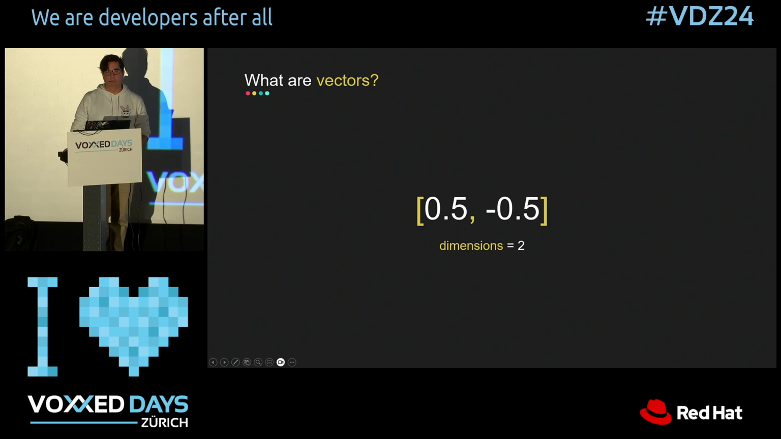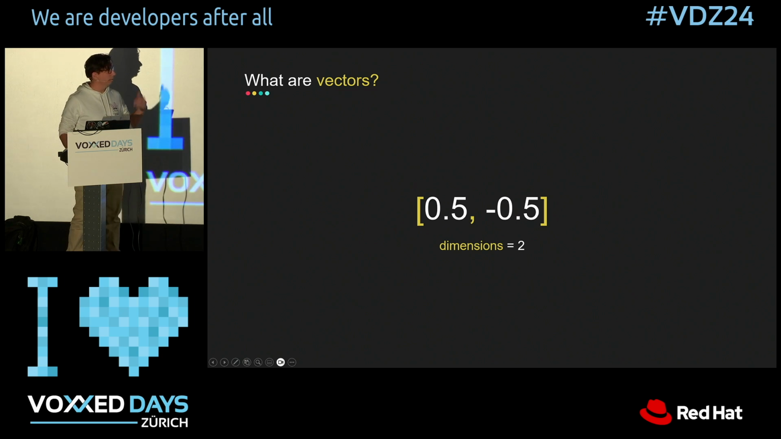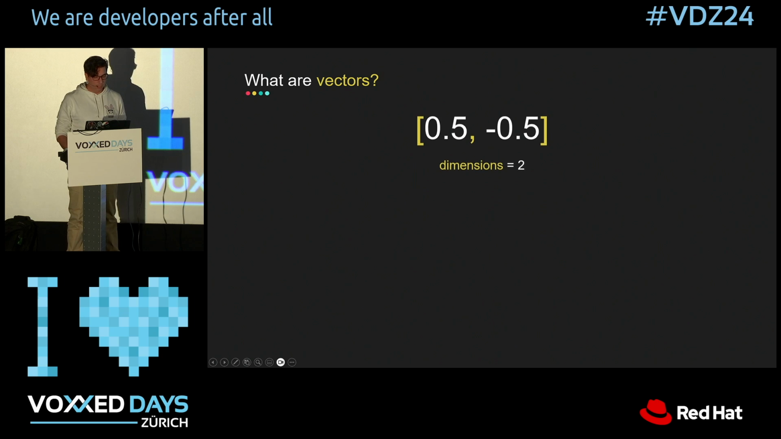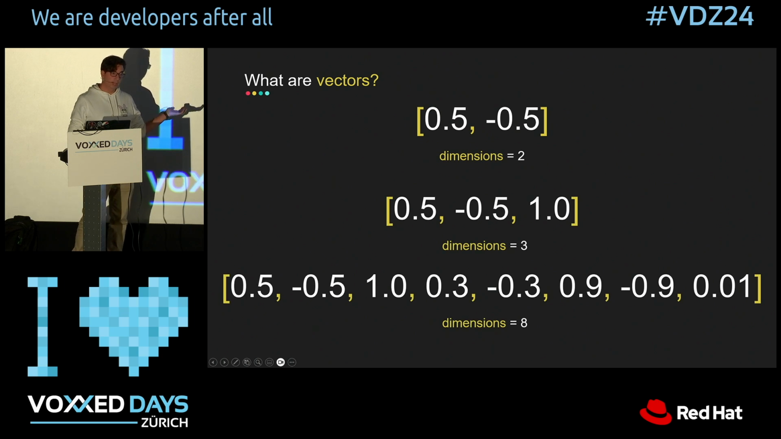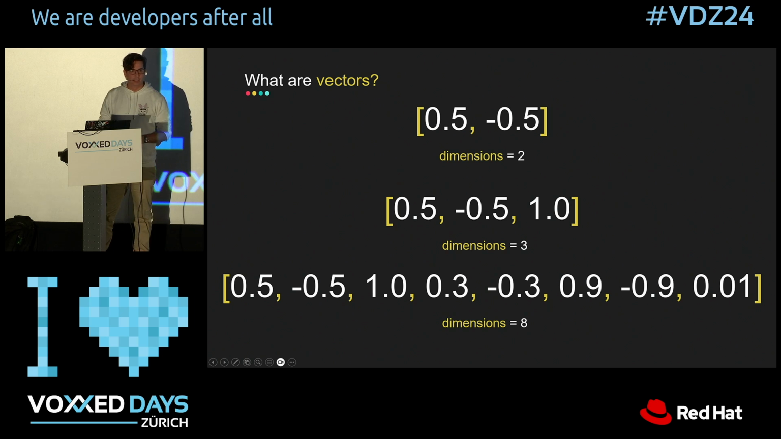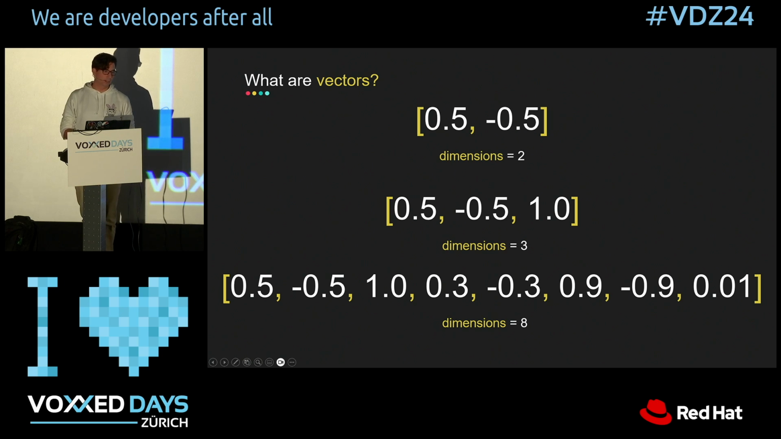Vectors can have any number of dimensions. So this is a vector with 2 dimensions. This is a vector with 3 dimensions. And this is a vector with 8 dimensions. If you look at this as a software engineer, you basically see an array of numbers, right? And the size of the array is the dimensionality of the vector. And you can think of it exactly like that. So if a vector has 8 dimensions, it's an array of 8 numbers, for example.